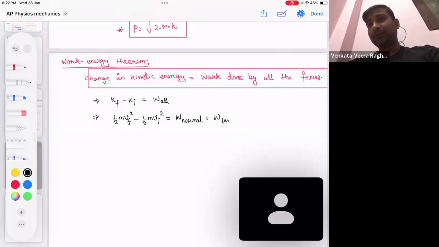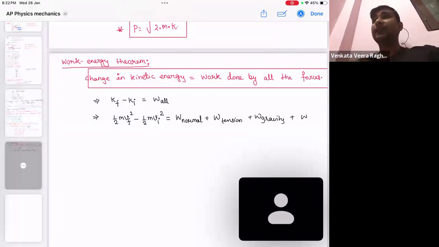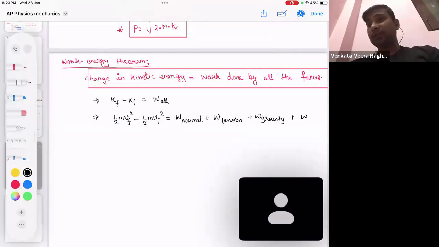Normal is there, tension is there, gravity is there, isn't it? Spring force is there, friction is there, buoyancy force is there, some external force is there, isn't it? So whatever these forces are there, gravity is there, spring force is there.